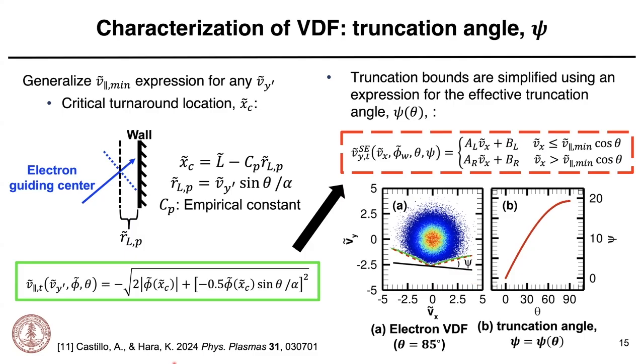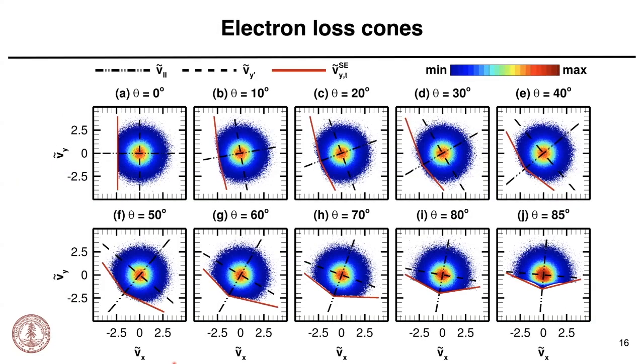And so just to show how those characterized VDFs look with the simulation, here I'm showing for several different field angles the sheath edge VDFs from the simulations, and then the red lines is that truncation line that we got from our previous analysis. And so you can see how it does a pretty decent job of replicating that loss cone behavior. And so now that we have this, for any field angle, we can calculate what the sheath edge VDF is.